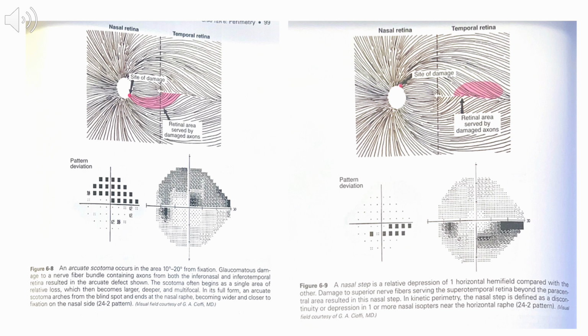On the right, we see the anatomy of a nasal step. This occurs when there's a discontinuity in axonal loss across the horizontal raphe, often due to damage of superior fibers serving the inferonasal retina. That leads to a field defect along the nasal horizontal meridian. In kinetic perimetry, the nasal step is defined as a depression in one horizontal hemifield compared to the other. In static testing like the Humphrey 24-2, it appears as an abrupt drop in sensitivity across the nasal midline.